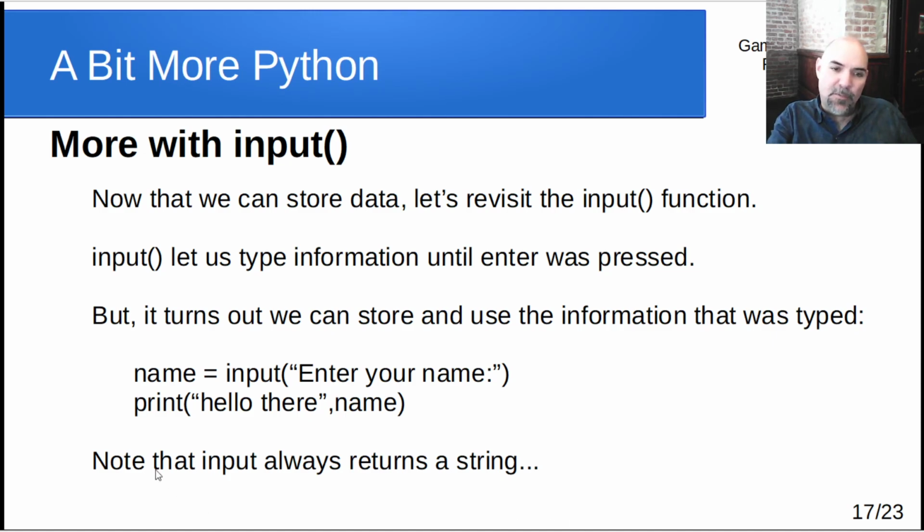So here's a quick example. I say name equals input, enter your name. This is the prompt string that's going to show up. It's going to wait and we can type stuff in, and it's going to show up after the prompt. So I could, for example, type Paul. And when I hit enter, that's what's going to get assigned to this variable, so what would get printed would be, hello there, Paul. One thing to note is that the input function always returns a string, and the string it returns is the sequence of characters you typed on the keyboard before you hit enter.